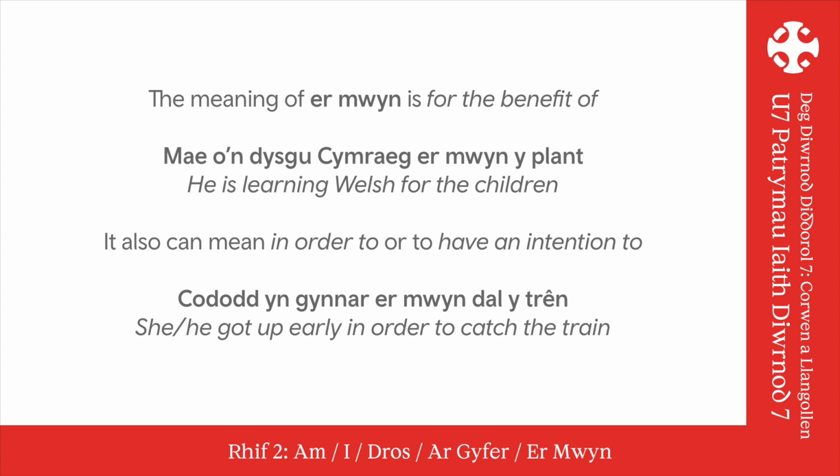Mwyn. The meaning of mwyn is for the benefit of. Mae o'n dysgu Cymraeg er mwyn y plant. He's learning Welsh for the children. It also can mean in order to or to have an intention to. Cododd yn gynnar er mwyn dal y tren. She or he got up early in order to catch the train.